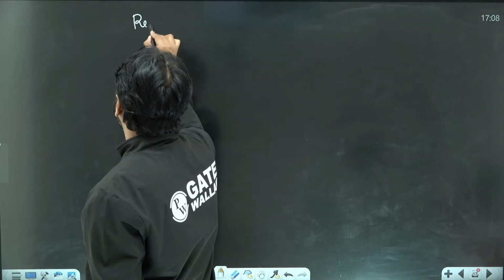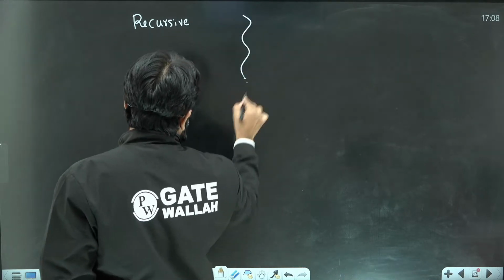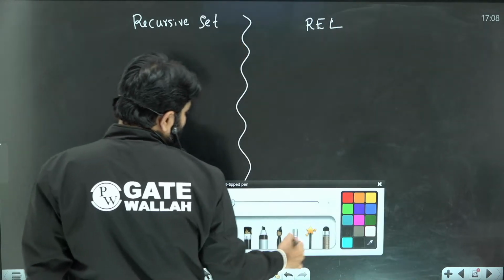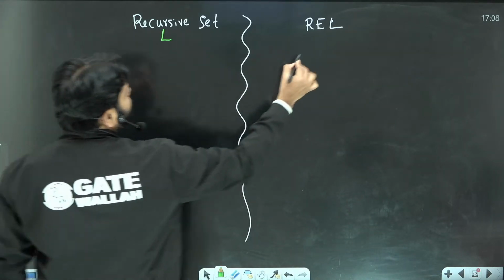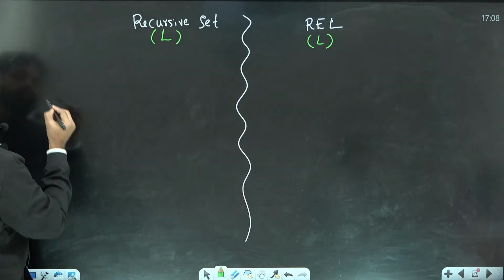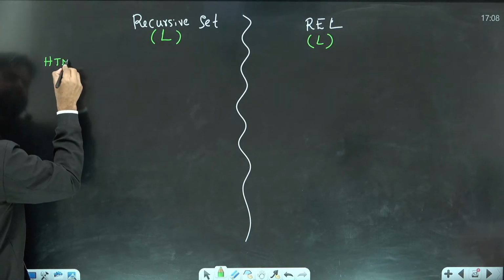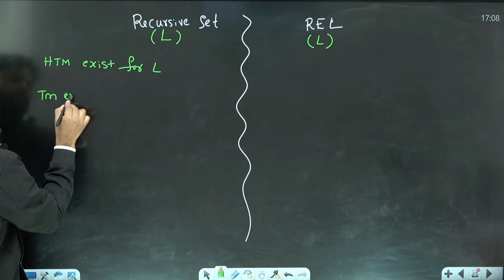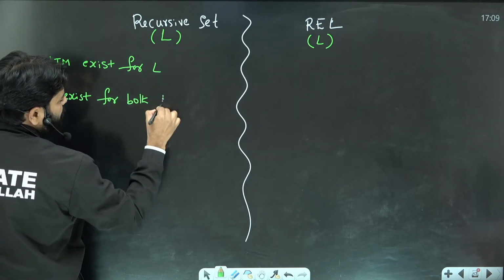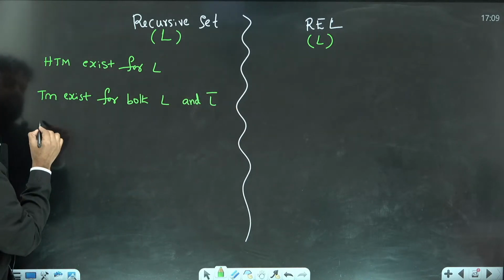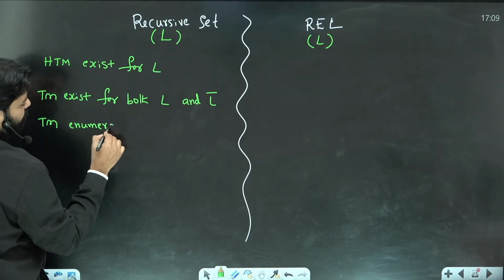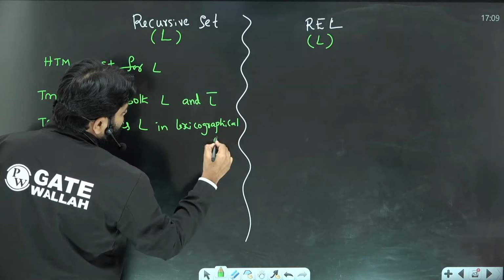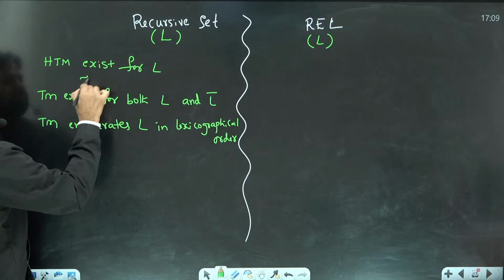A recursive and RE. Let's say recursive language and REL. What does a recursive set mean? Assume this is L, this is also L. When we say recursive, HTM exists for L. Otherwise, TM exists for both L and L complement. Look at how many definitions there are. When we say L is recursive, TM enumerates L in some lexicographical order. When we say L is recursive, all are correct; there is no difference at all.